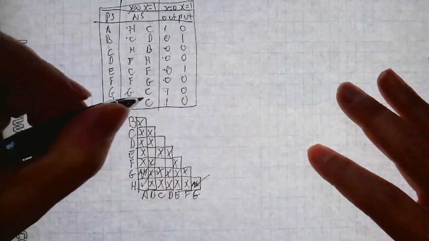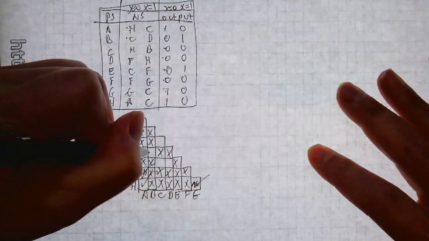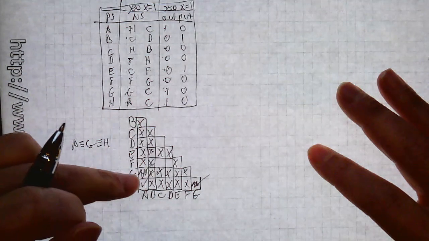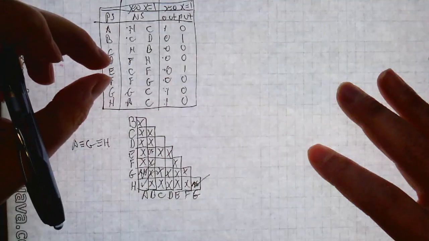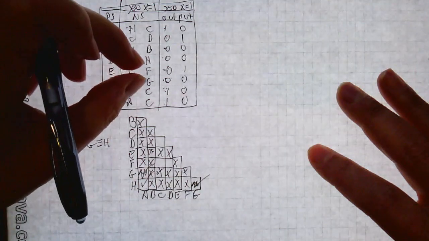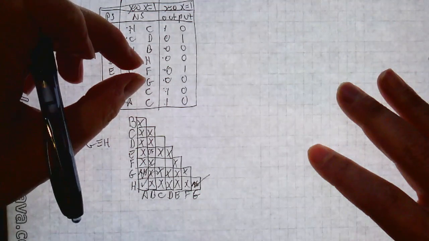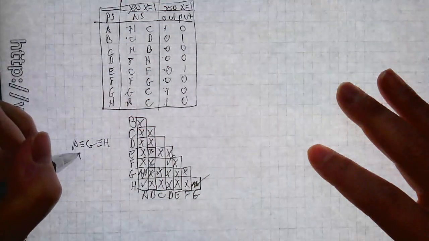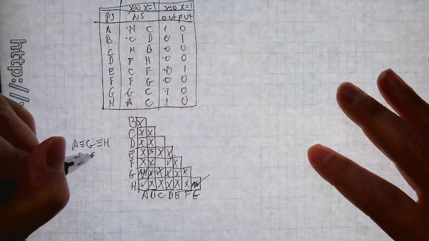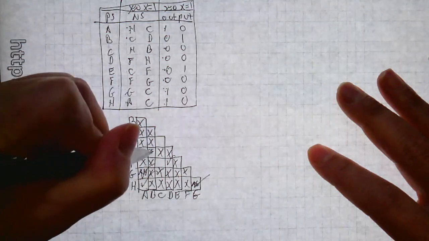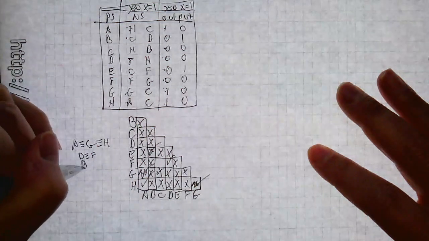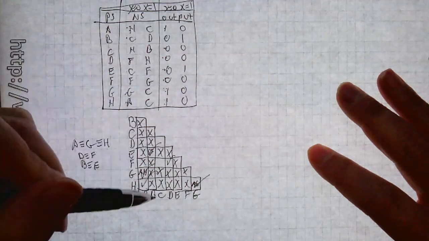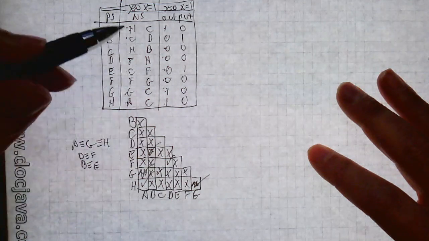D might be equivalent to F, so let's just write that here. DF. And let's go explore DF. D is equivalent to F if F is equivalent to F. That's good. And if H is equivalent to G, we already know that's true. So D is equivalent to F. And B is equivalent to E. So that's pretty cool.